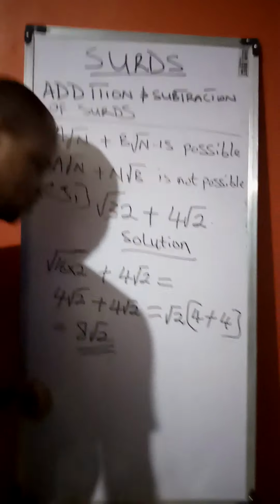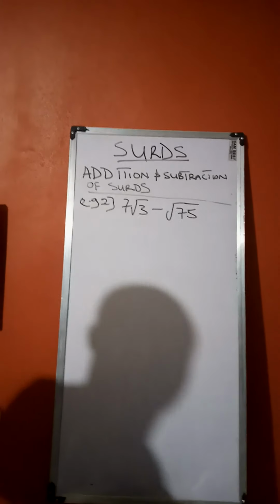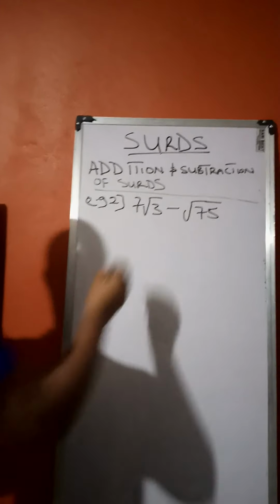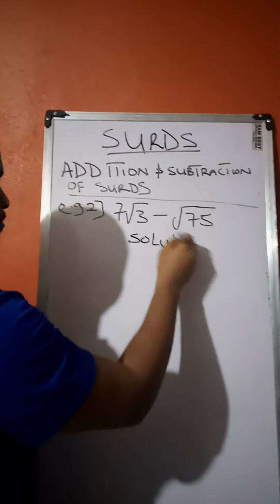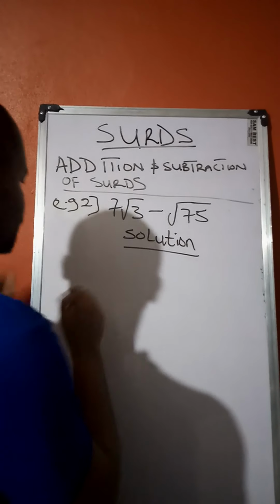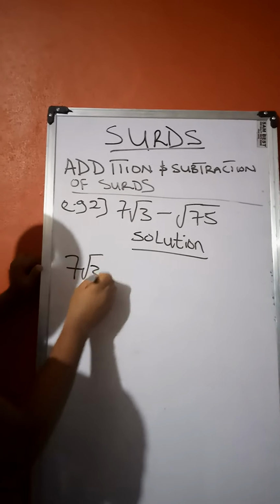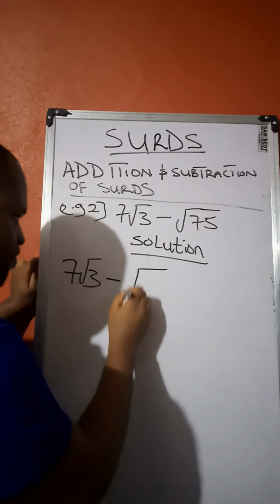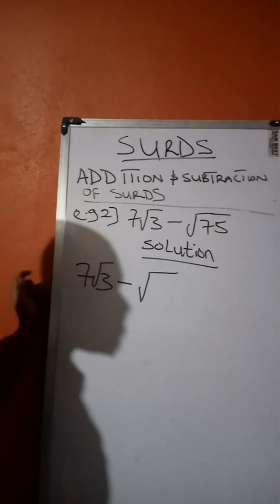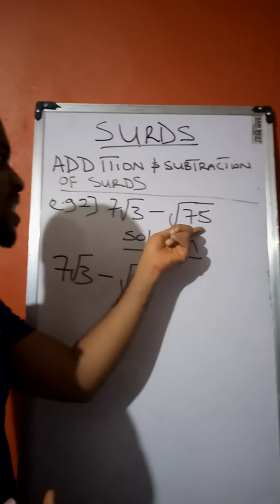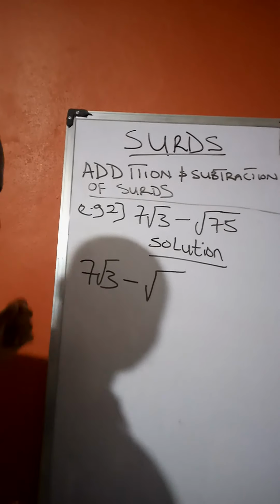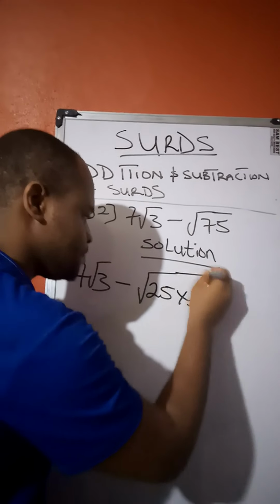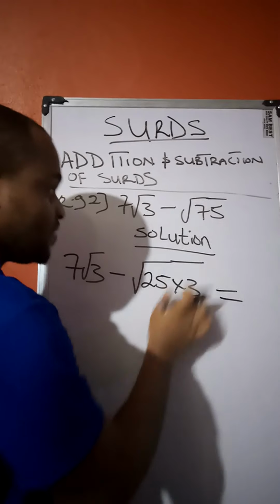I'll take another example. Now we are given this question, 7 root 3 minus root 75. Now let's look at how to solve this. Solution. I am given 7 root 3. This one is in its most basic form. Minus, I have to reduce my 75 and see if I can get out a perfect square in 75. Yes, I can. 75 is 25 times 3. 25 times 3 will give me 75.